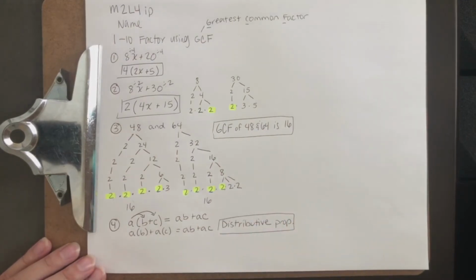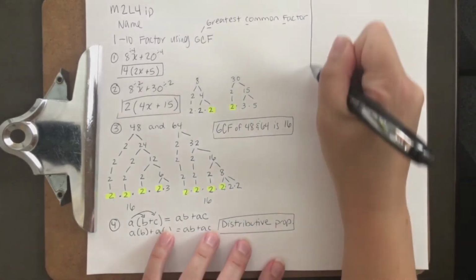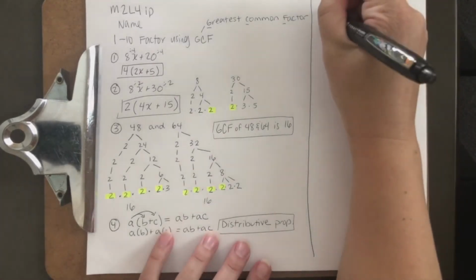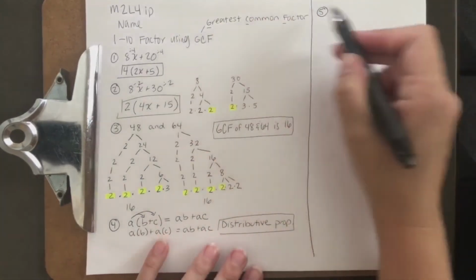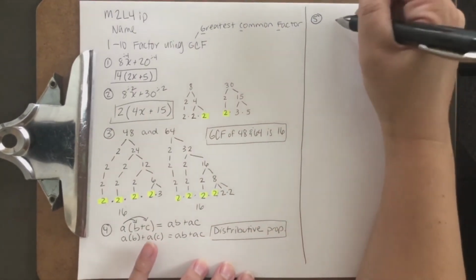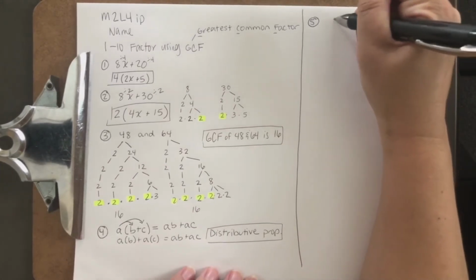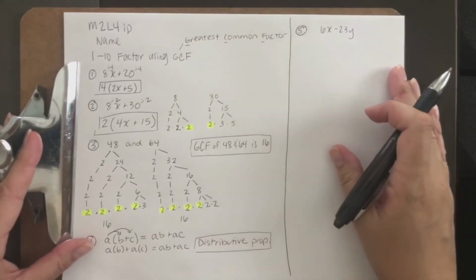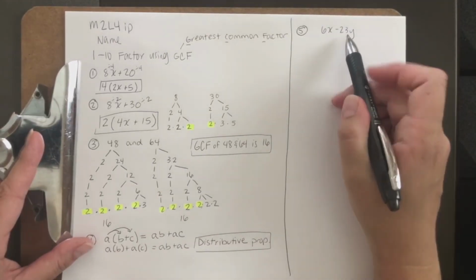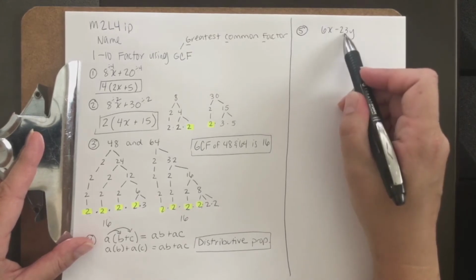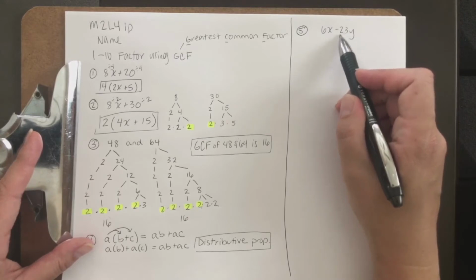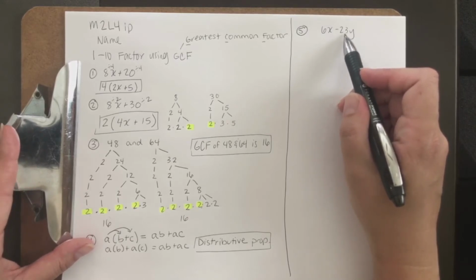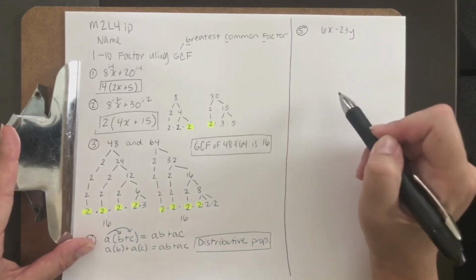Let's do number 5, factor using the greatest common factor. So now we're going back to factoring. Okay, 6x minus 23y. I don't think it can be factored. 6 is 2 times 3, but the only thing that multiplies to get 23 is 1 times 23. This is a prime number.